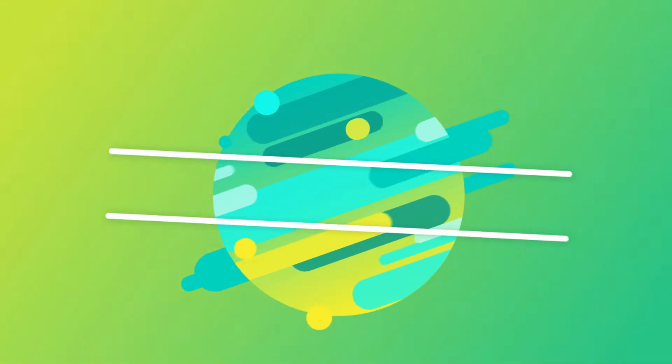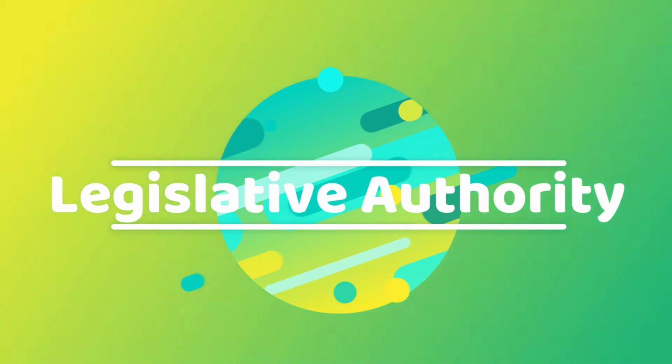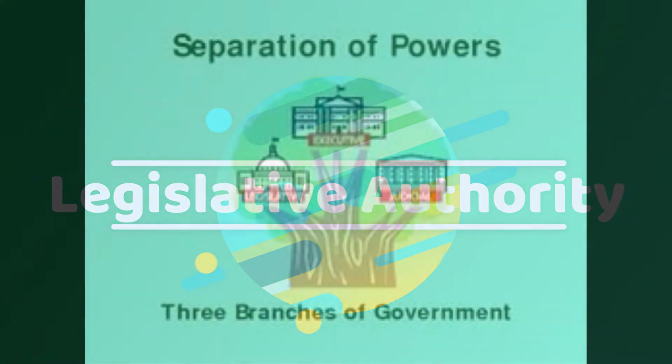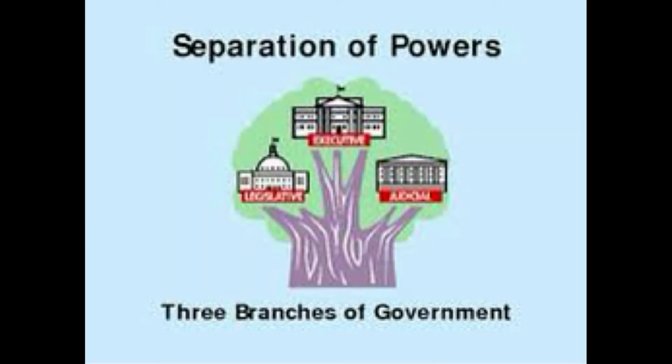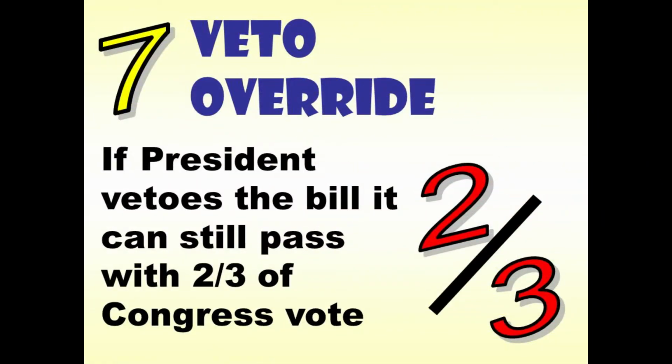Next up is the legislative authority. In the USA, there's a clear separation of powers between the executive or the president, the legislature or the Congress, and the judiciary or the courts. A law passed by the Congress can be vetoed by the president or sent back to Congress for further consideration. However, Congress can override the veto by obtaining a 2/3 majority in both houses.